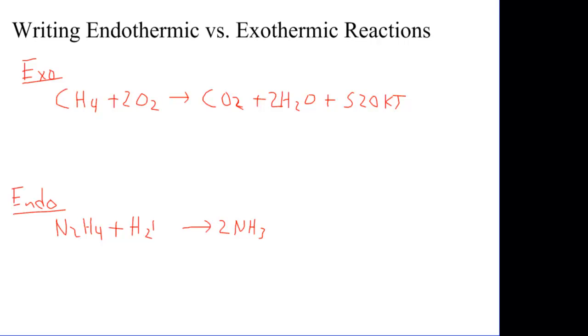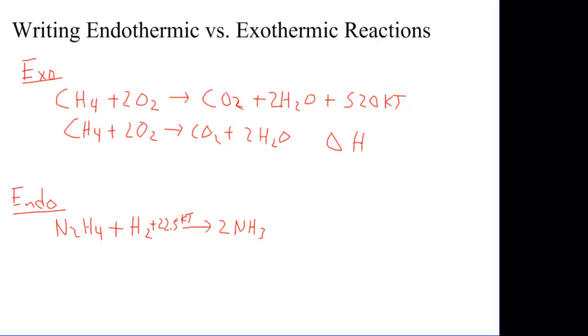We would put the energy as a reactant. So if you see energy on the reactant side of the equation, you know it's endothermic. If you see energy on the product side, you know it's exothermic. There's another way of doing this with delta H. The other way would see the delta H value listed instead of writing energy as a reactant or product.